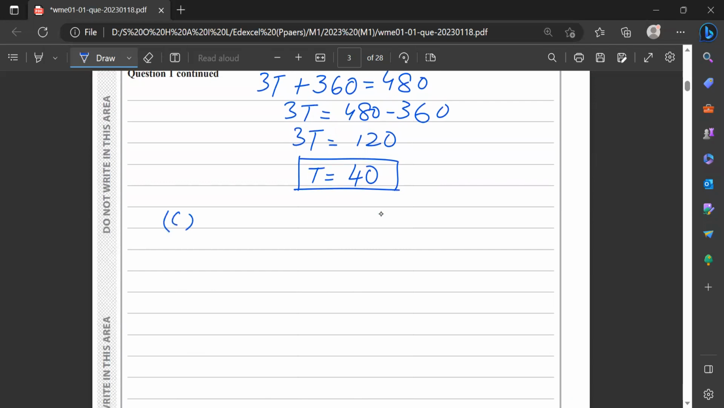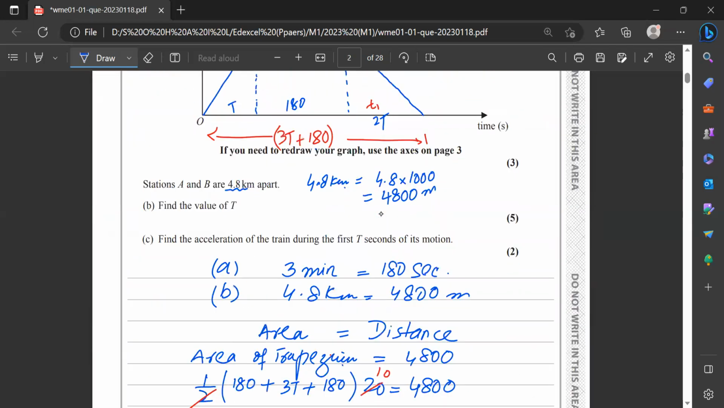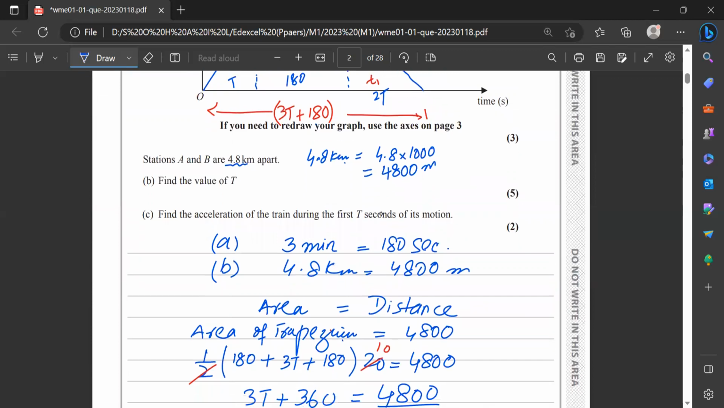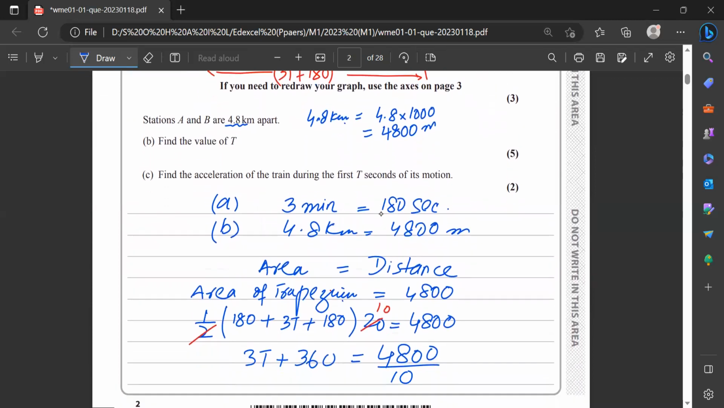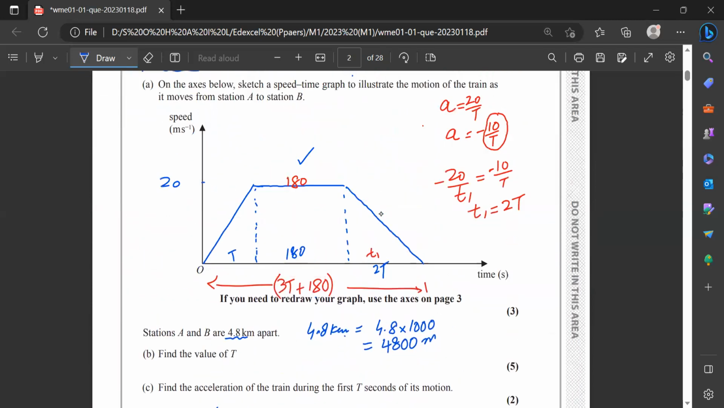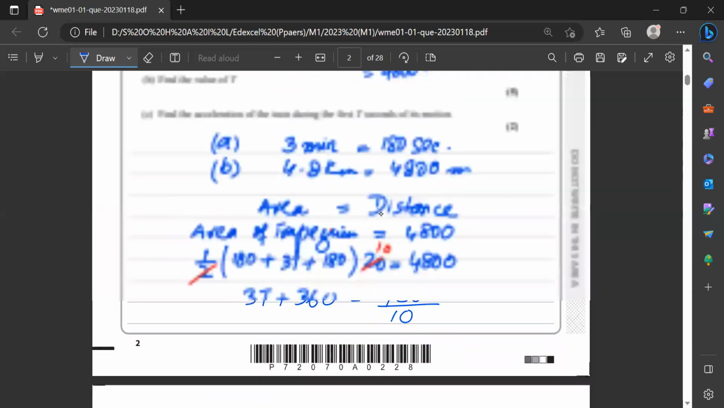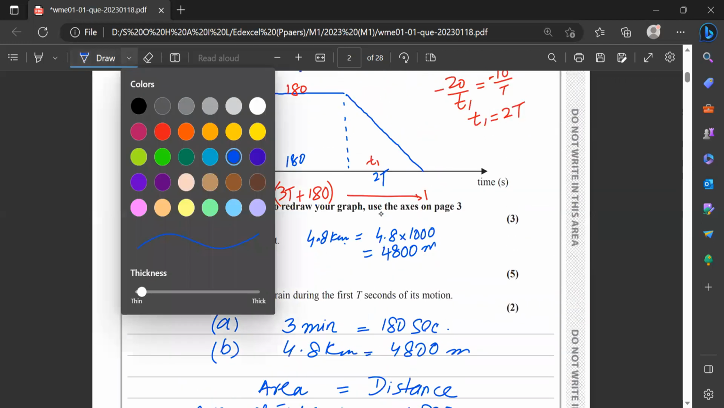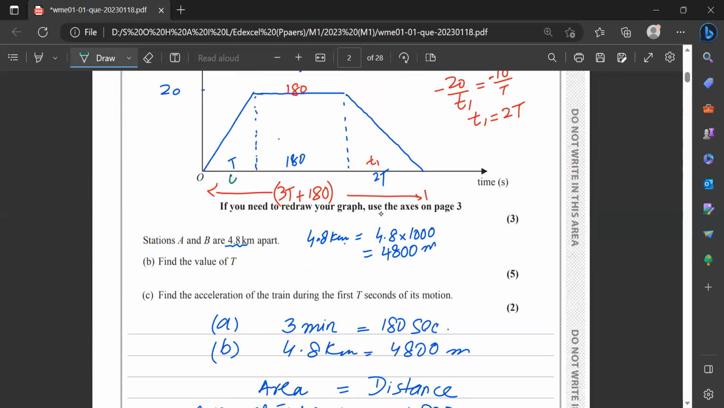C part is: find the acceleration of the train during the first t seconds of the motion. This is for 2 marks. Find the acceleration. Acceleration is simple. As we have the value of t is 40, I can write 40 over here. So this t is 40.